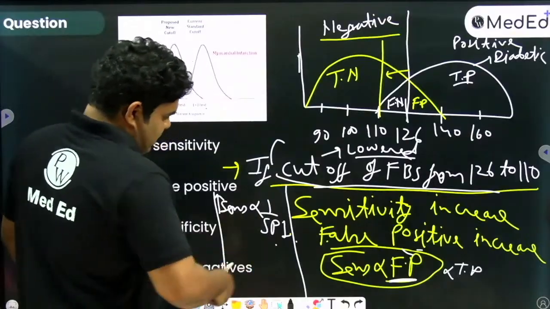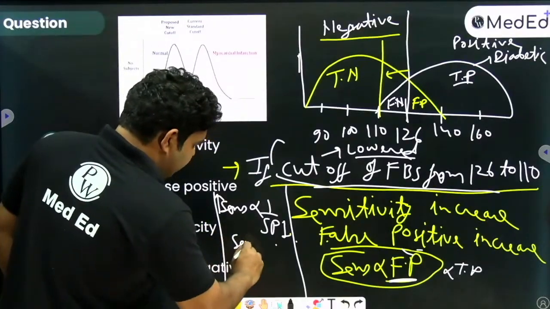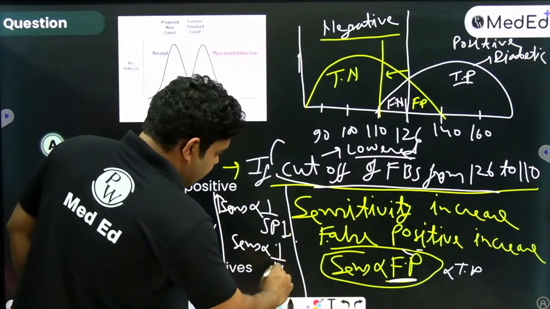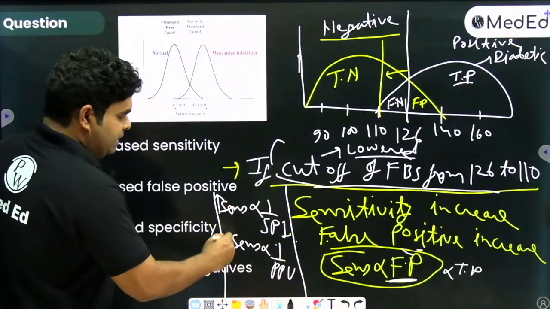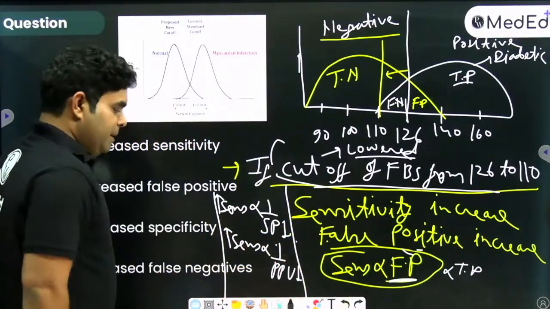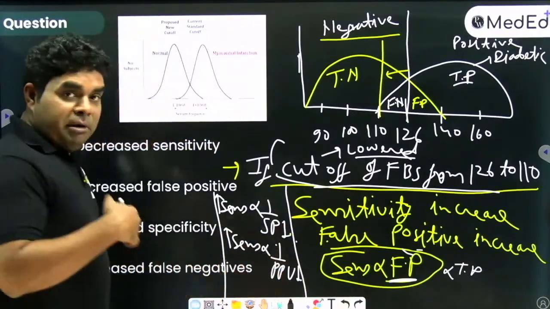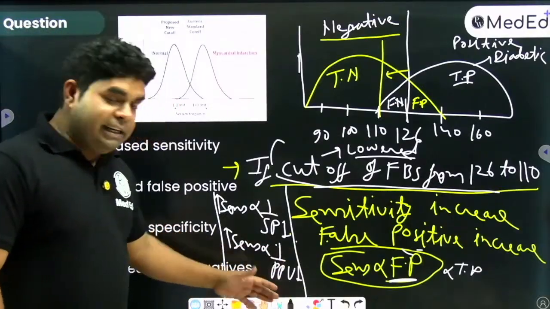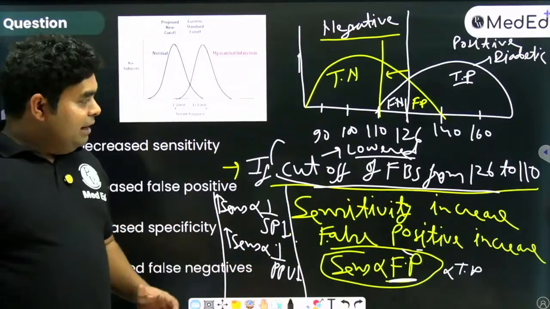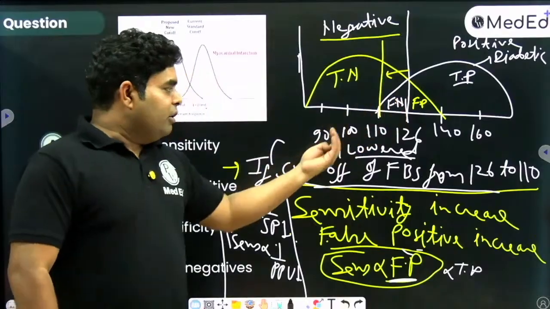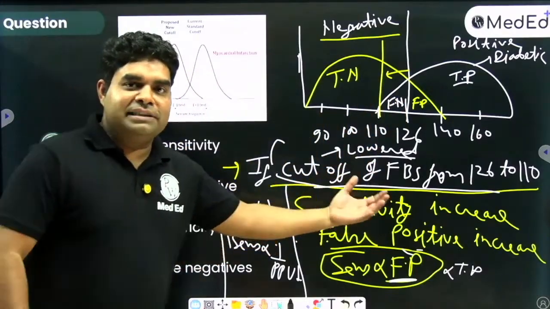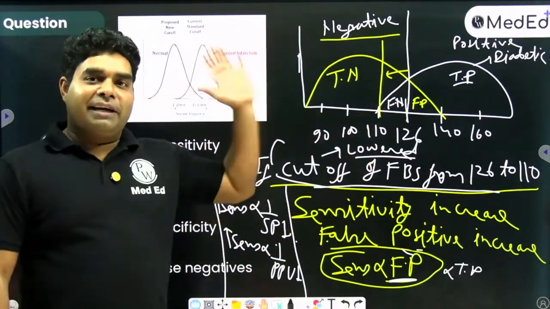And we also know that sensitivity is inversely proportional to PPV. So if you lower the cutoff, sensitivity increases, PPV decreases. And PPV and NPV are inversely proportional. So when PPV decreases, NPV will increase. So like that, if you know one thing, that on lowering the cutoff, more people will be included, sensitivity increases, you can tell about all the other things.